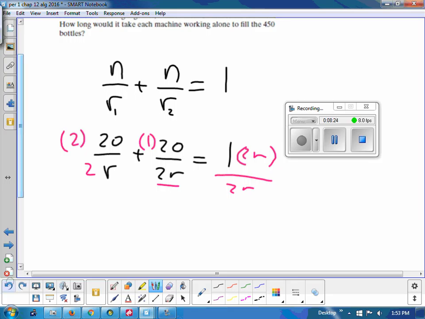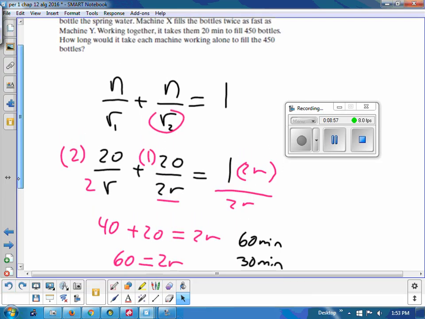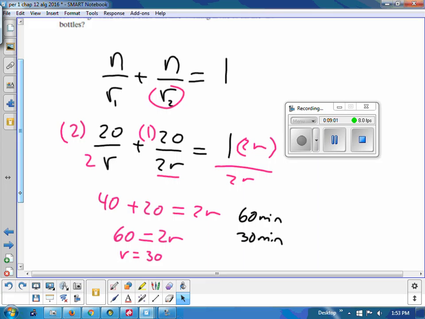So when we do that, the 2's cancel, and we get... I'm sorry, that's not right. This needs a 2, so this is 40 plus 20 equals 2r. 40 plus 20 is 60. So 2r is 60. We know rate 2 because it says it's twice as fast, and r equals 30. So it would take 60 minutes and 30 minutes if they worked on their own. Okay. Looking at the next one.